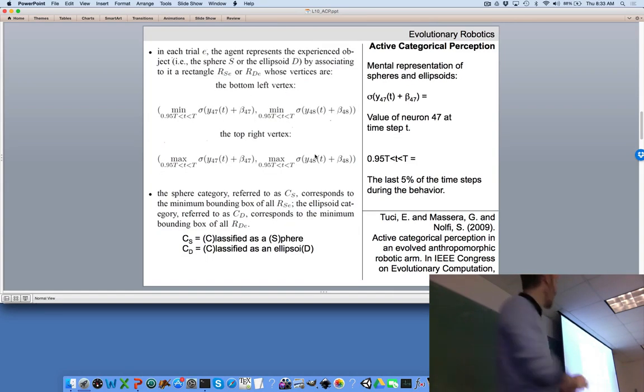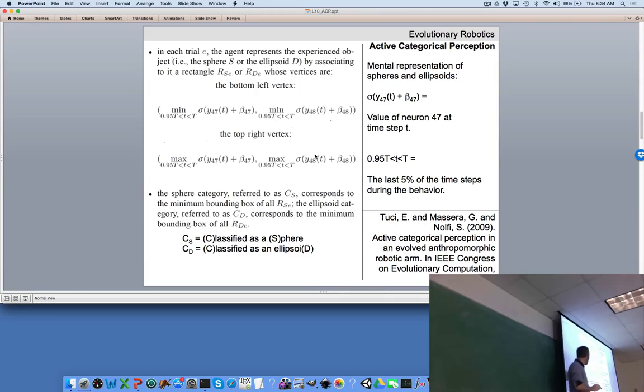So we introduced this idea last time of putting a rectangle around the trajectory produced by 47 and 48 in the presence of one object, and then putting a larger bounding box, C sub S, around all the rectangles produced when the robot is in the presence of the sphere. So remember that we know when the robot is in the presence of a sphere. It doesn't know that yet. We know, so we can draw CS. We also draw a second bounding box, C sub D, around all the rectangles produced by the trajectories of neuron 47 and 48 when the robot is in the presence of the ellipsoid, right?